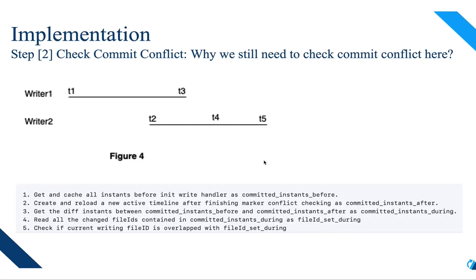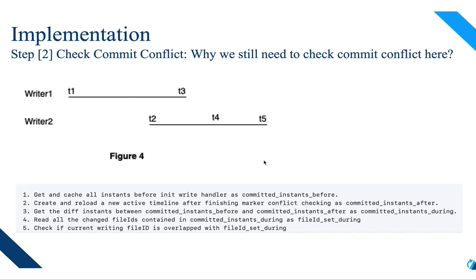So there's another step, step 2, check commit conflict. Why do we still need to check commit conflict here? Here is an example. As we know, when a writer completes writing and commits, the corresponding markers are deleted immediately. In this case, other writers may miss the conflict detection if it is based solely on the markers. Let's take figure 4 as an example.